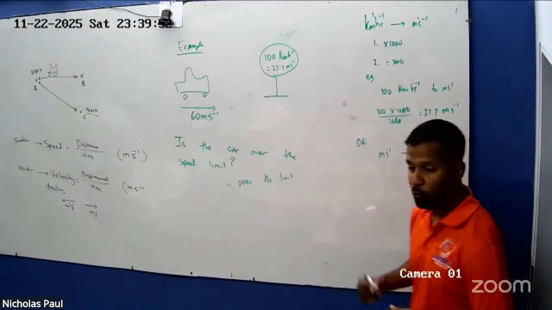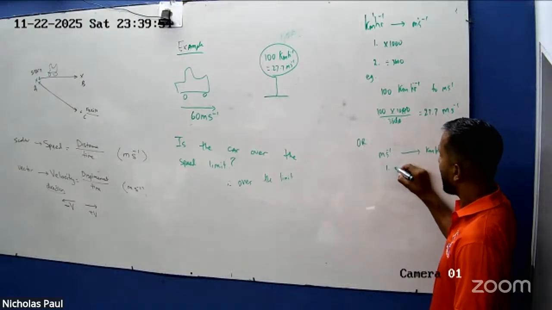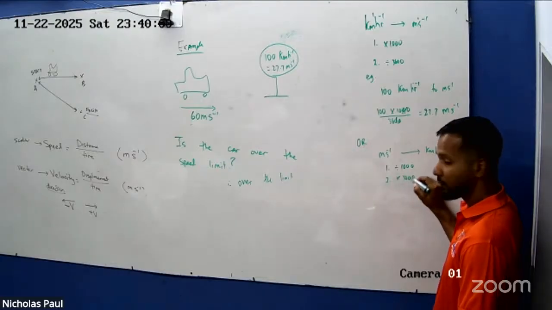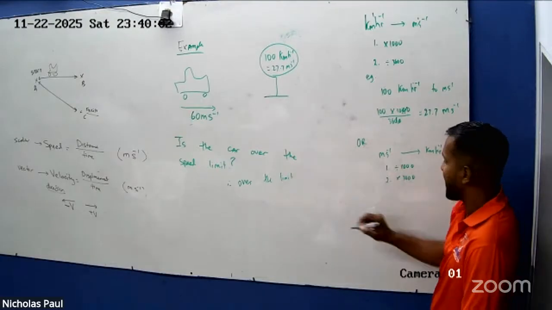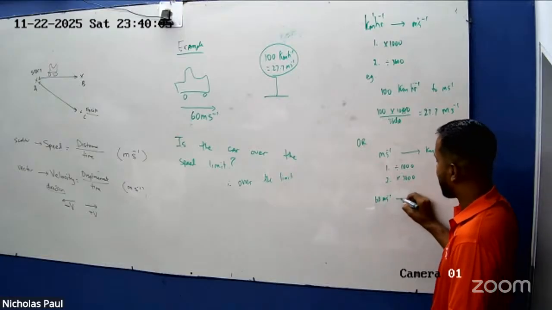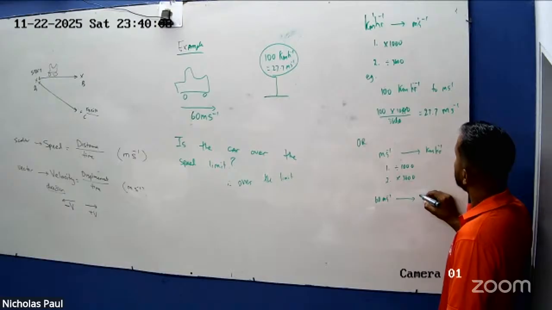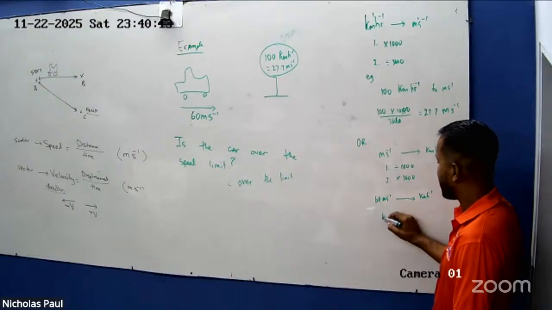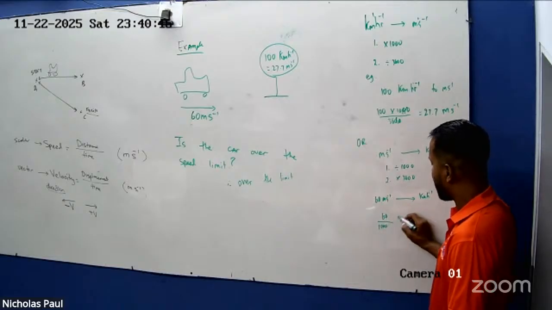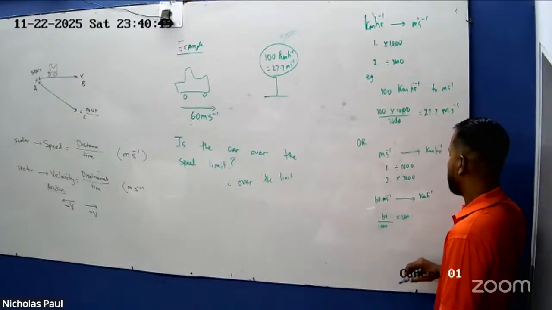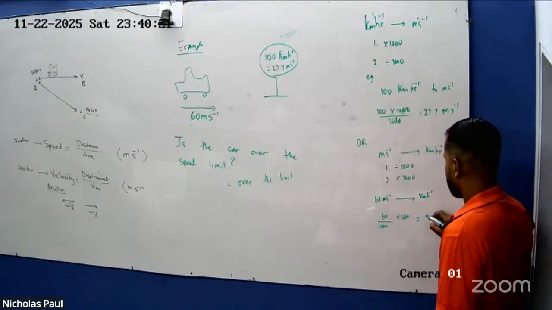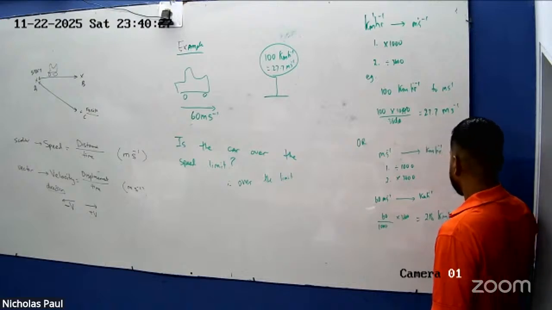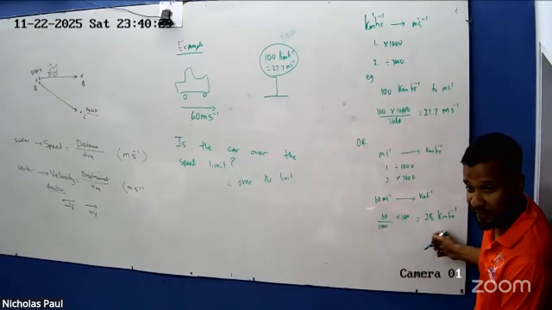Right? So number one, we divide by 1,000, and number two, we multiply by 3,600. So I'll take an example. I'll take 60 meters per second and convert it to kilometers per hour. So divide by 1,000 and then multiply by 3,600. How much did you all get? 216 kilometers per hour. So you can definitely see how much faster this is.